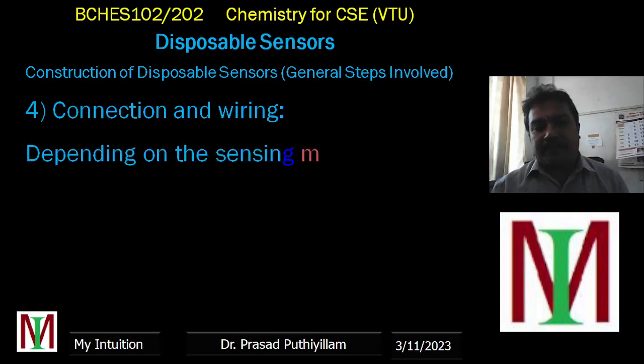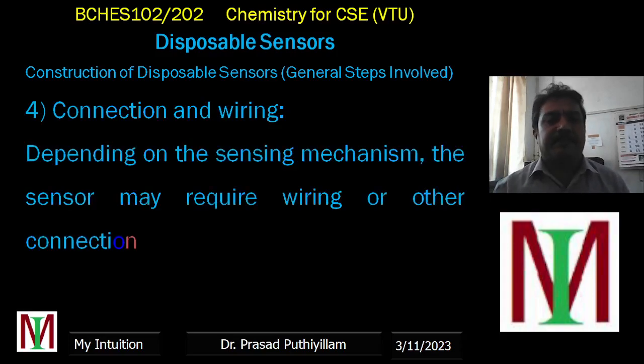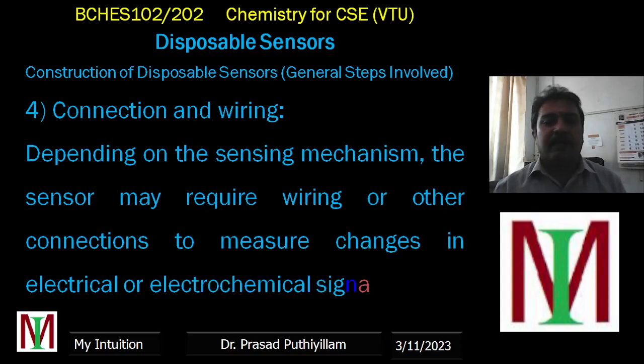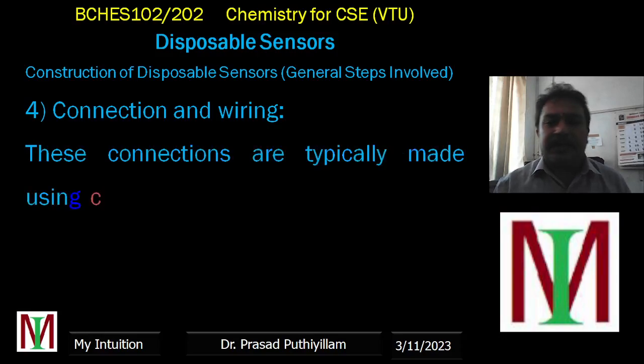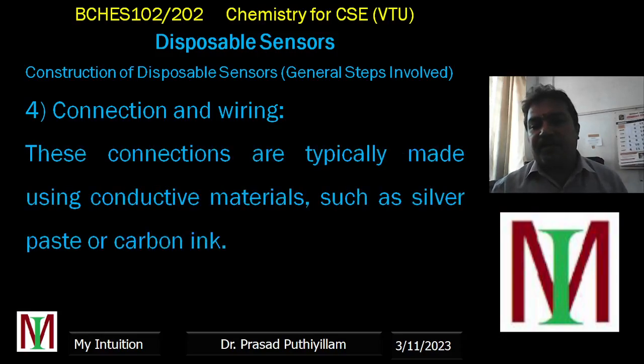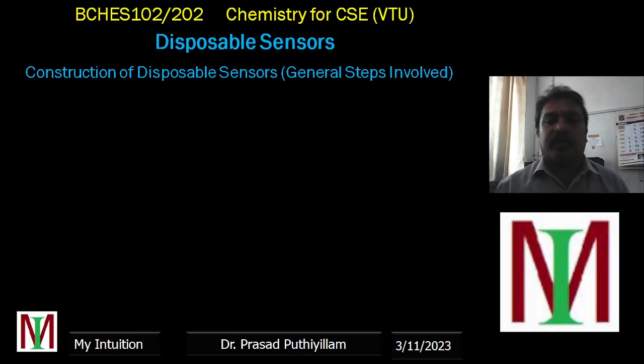Connection and wiring. Depending upon the sensing mechanism, the sensor may require wiring or other connections to measure the changes in the electrical or electrochemical signals. These connections are typically made using a conductive material like silver paste or carbon ink, not a normal connection that we see in our normal electronic applications. The devices are smaller, therefore we have to make the connection in that mode.